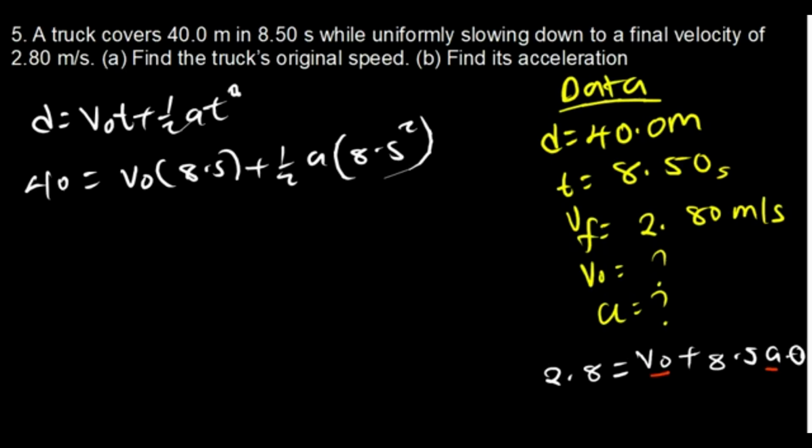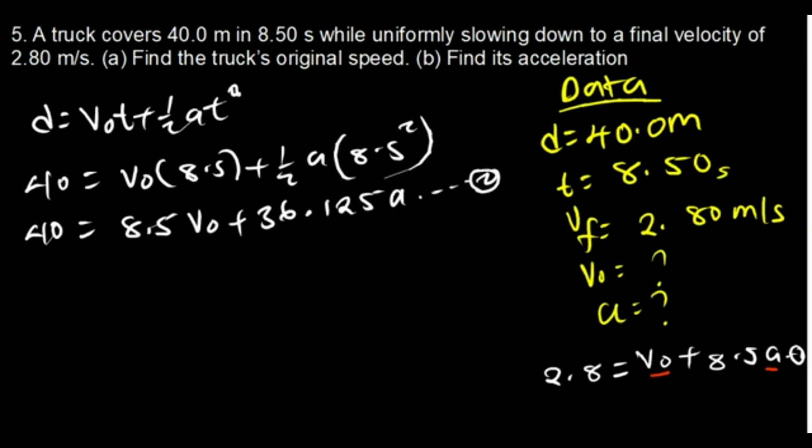Then I'm going to have 40 equals 8.5 v initial plus, if I square 8.5 then divide by 2, which is the same as times 0.5, that is 36.125, then we have acceleration there. So now we can say that this is our equation 2.